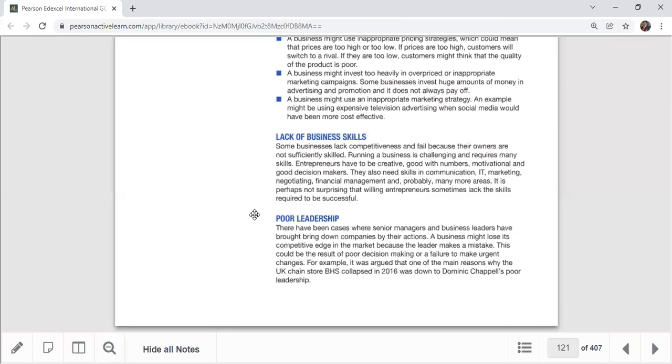So these leaders are very important. They are the engines of the business. If you don't have good leadership skills, you should be smart enough to recruit a manager or CEO with leadership skills. You can be the entrepreneur, the decision maker, and hire someone to run the business, because without a powerful engine, it's difficult to run the business. There have been cases where senior managers and business leaders have brought down companies by their actions.